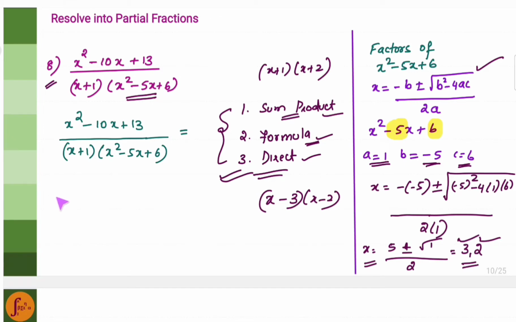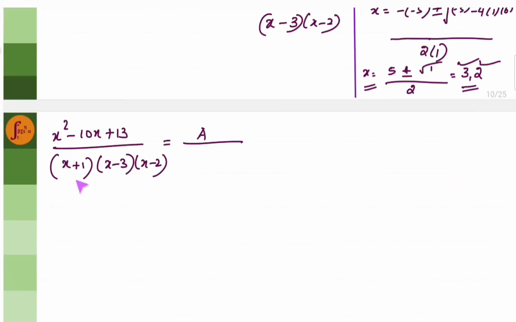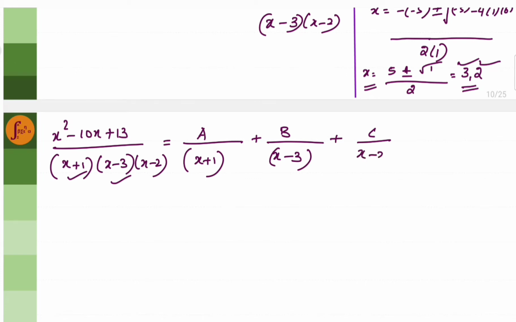So now we'll write this as x square minus 10x plus 13 by x plus 1, x minus 3 and x minus 2. This is equal to a by x plus 1, plus b by x minus 3, plus c by x minus 2. So we've split these three denominator terms into three separate terms.